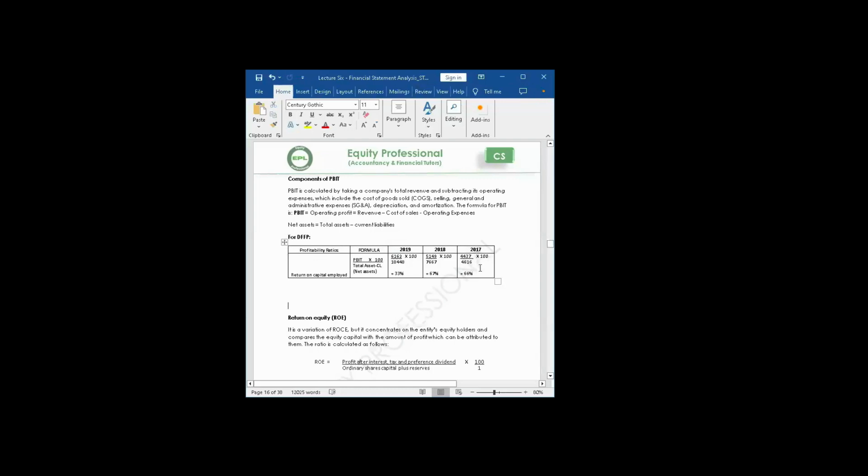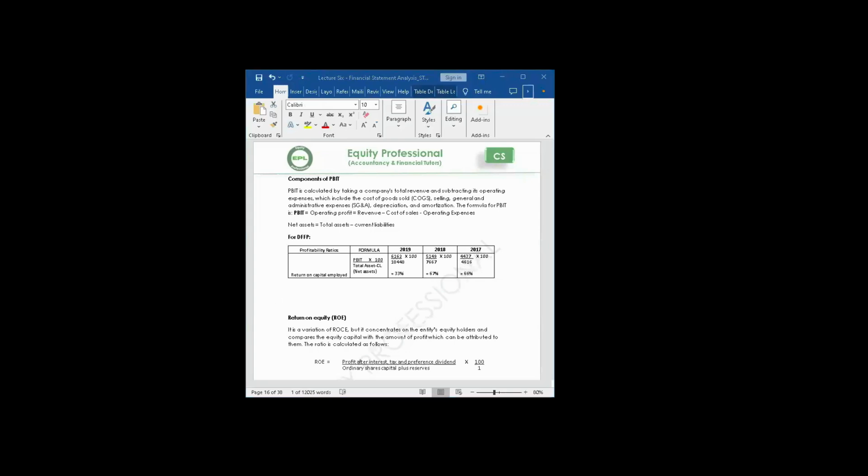So please kindly confirm this figure for me. The answer for 2017, is it correct? Because I have 66% here. In the class, they gave me 96%.